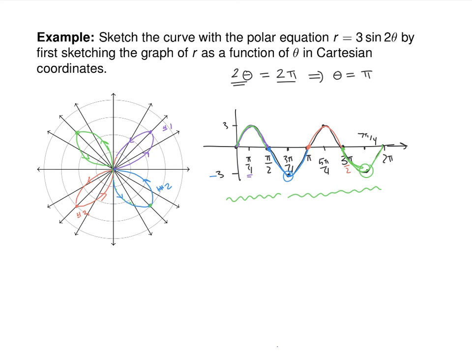So the next one will actually be a little bit different. It turns out going from 0 to pi will be sufficient to get the whole picture. And there's a very easy pattern to determine what does this.